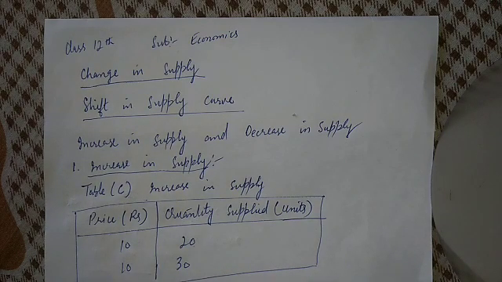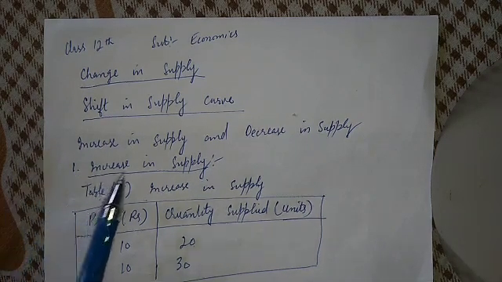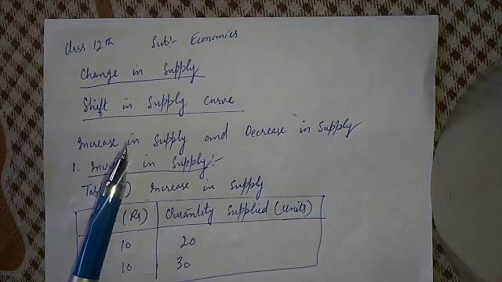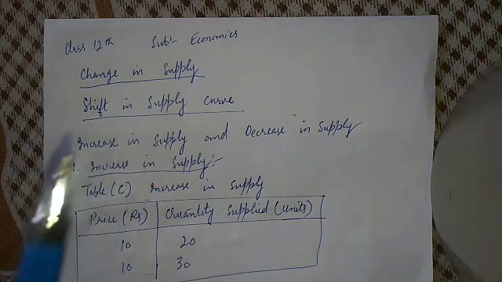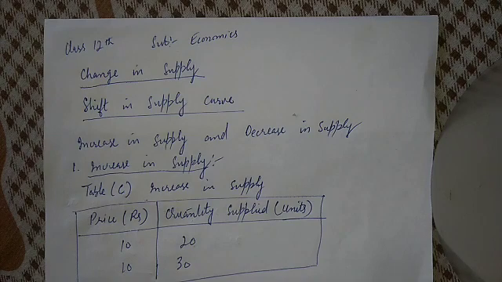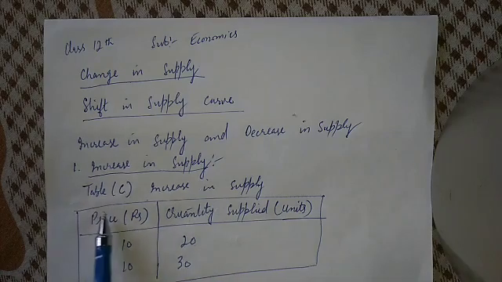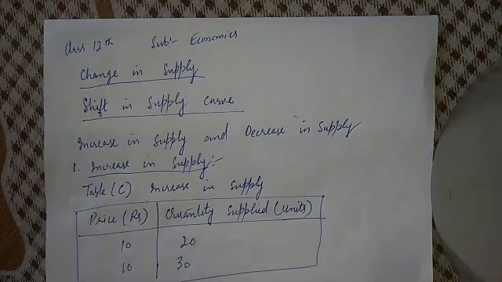Now, increase in supply. See, shift in the supply curve is shown by increase in supply or decrease in supply. Increase in supply occurs when more is supplied at the existing price. Increase in supply causes a forward shift in supply curve. Increase in supply is shown in table C.